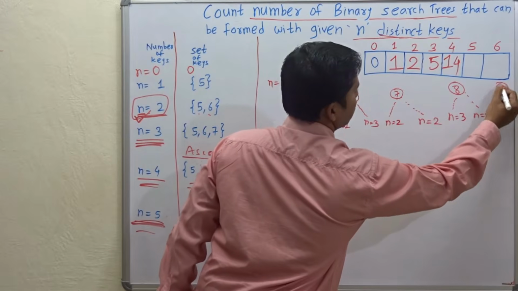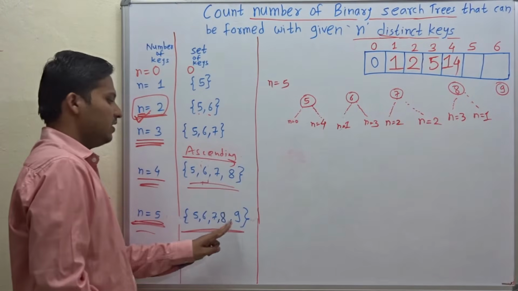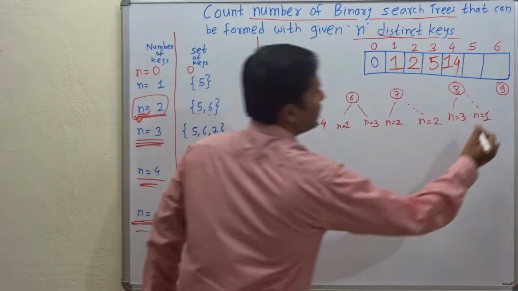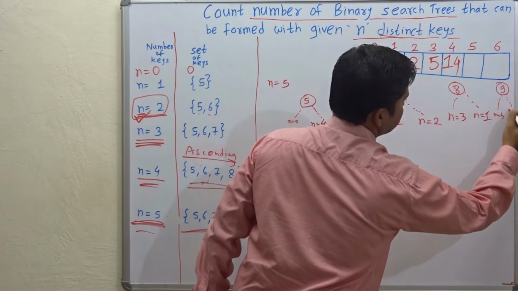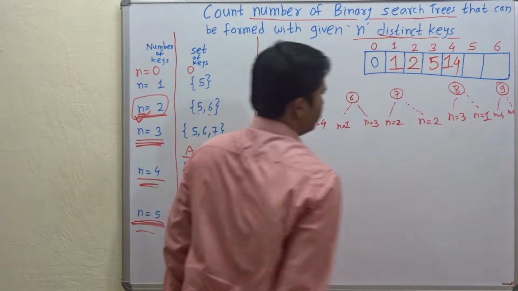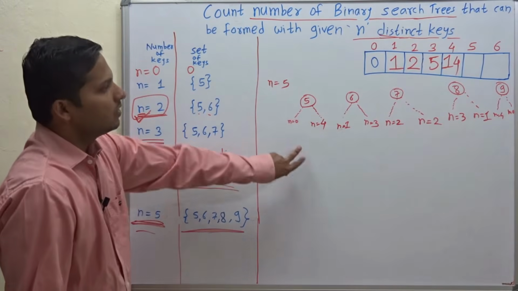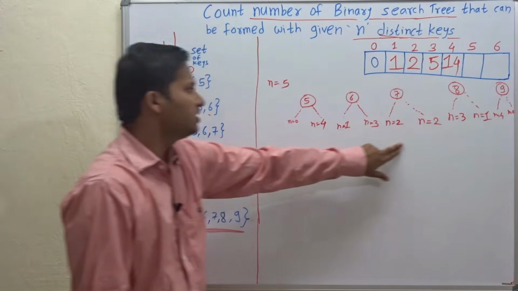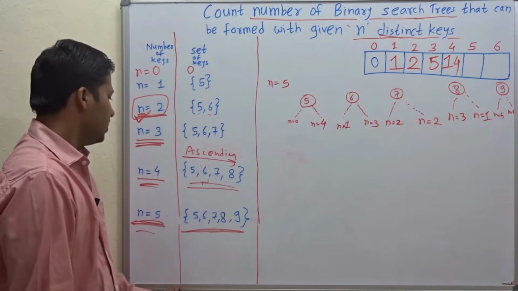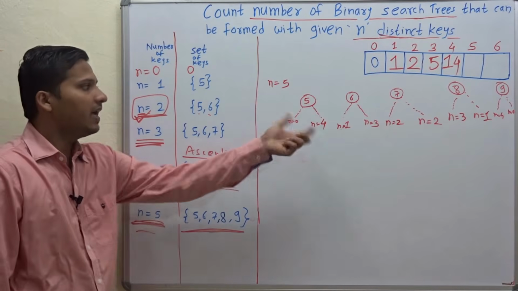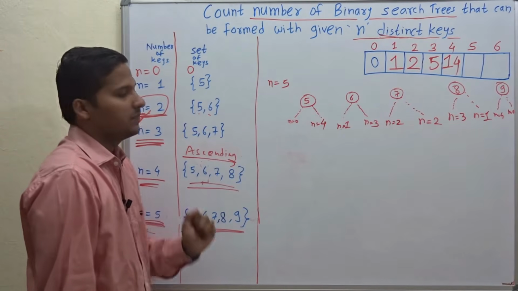And for 9 as the root, again n equal to 4 on left and n equal to 0 on right. Okay, so this is the way in which we have to find out the number of ways in which these keys can be arranged in binary search tree.